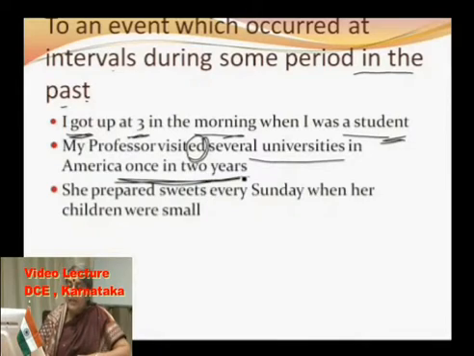Which is a verb here? Yes, you are right. Prepare, ed, prepared. Sweets every Sunday. That was a work. When did she prepare? When her children were small, when she had small kids. At that point in time, she prepared what? She prepared sweets.